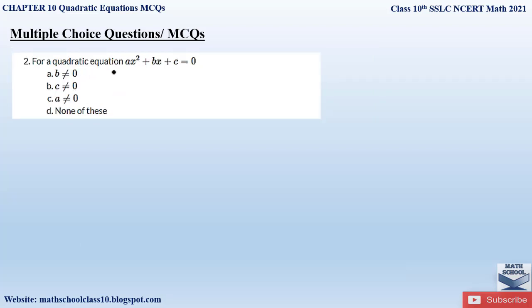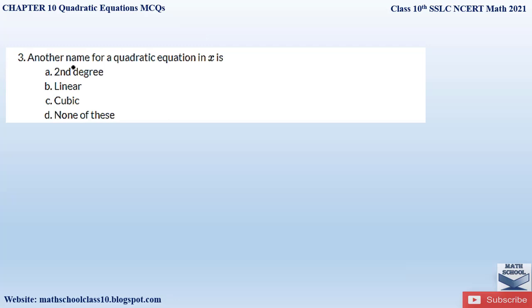Question number 2. For a quadratic equation ax square plus bx plus c equal to 0, the options are b is not equal to 0, c is not equal to 0, a is not equal to 0, none of these. Whenever you have a quadratic equation, always make sure that the coefficient of x square is not equal to 0. If this coefficient a is equal to 0, then the x square term will become 0, and the equation will become a linear equation of degree 1, right? So for a quadratic equation, always we should make sure that the coefficient of x square is not equal to 0. So our correct option is option C.